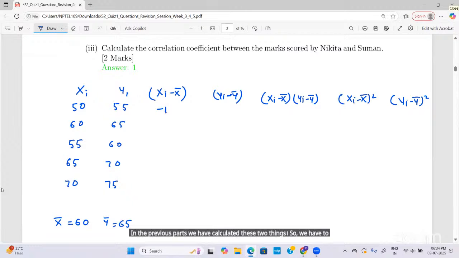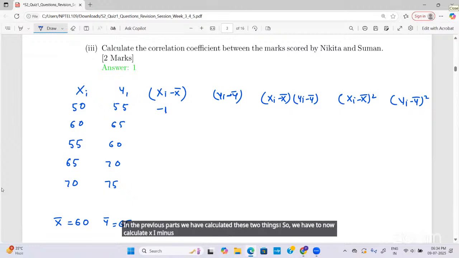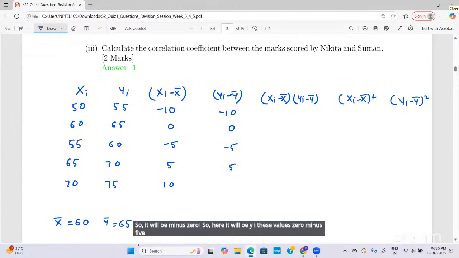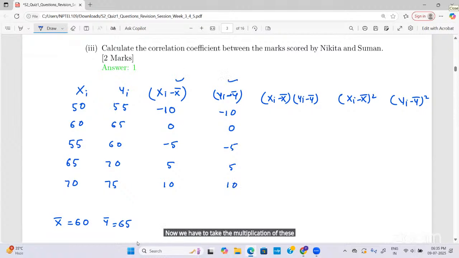Now we have to calculate xi minus x bar, which means 50 minus 60. So it will be minus 10, 0, minus 5, 5, 10. For yi, these values minus 65, so it will be minus 10, 0, minus 5, 5, and 10. Now we have to take the multiplication of these two. So minus 10 into minus 10 is 100.